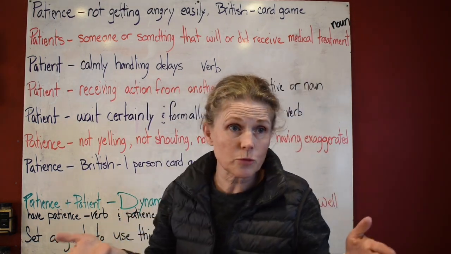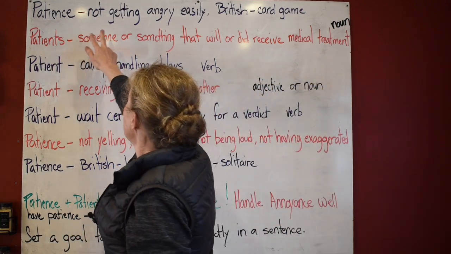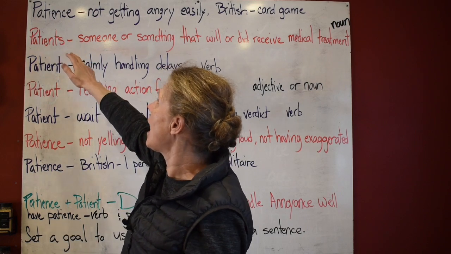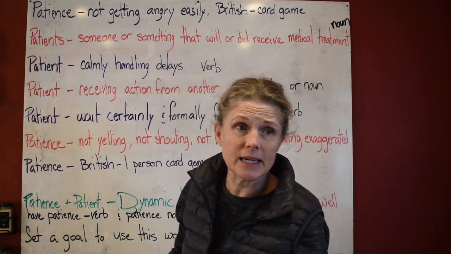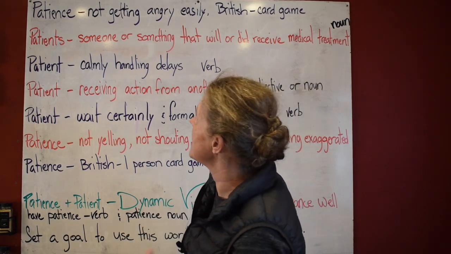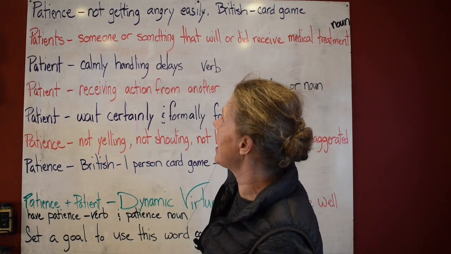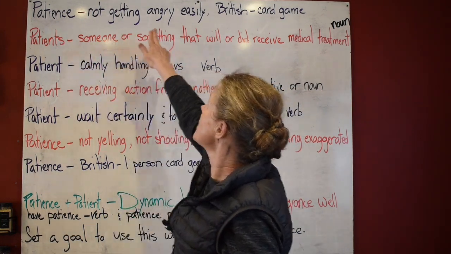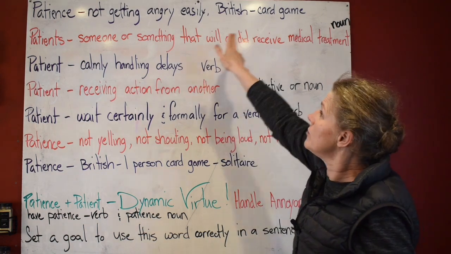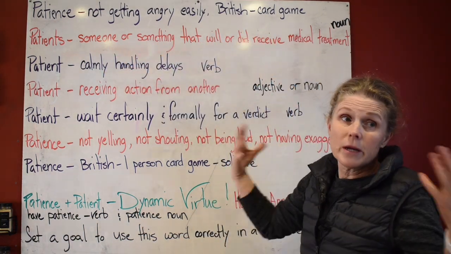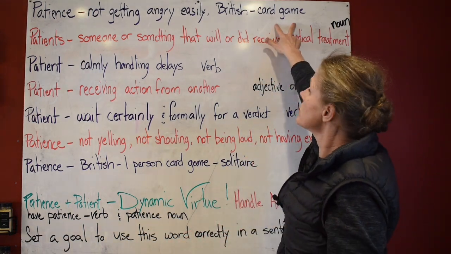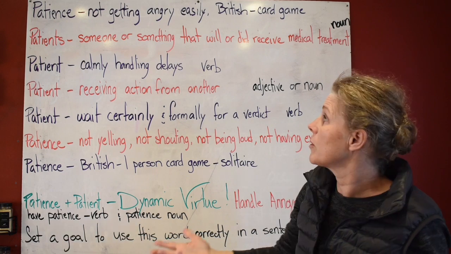Now let's look at the first word, patience. Look at the spelling: P-A-T-I-E-N-C-E. Say it. Now, that spelling is about not getting angry easily. If you see it spelled like that and you're British or trying to understand some British things, it's also considered a card game with the British.